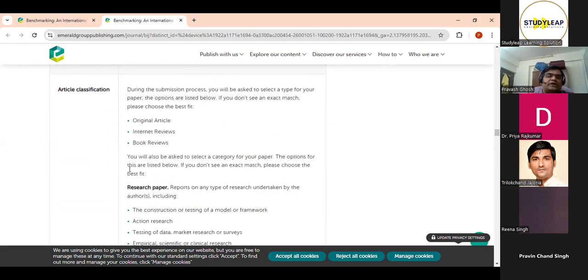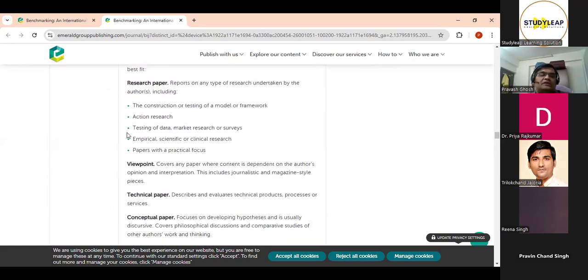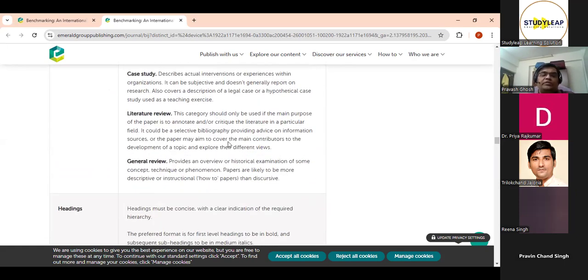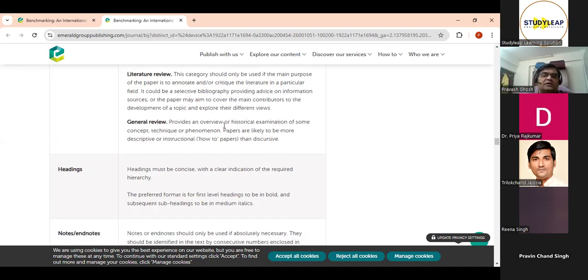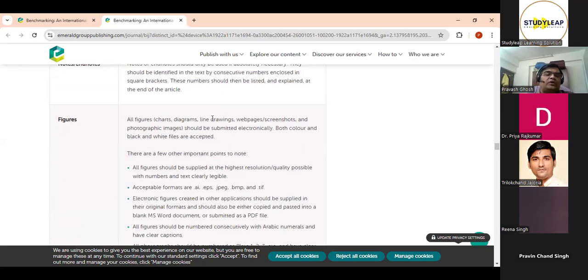Article classification: they will ask what sort of article this is, whether it's an original article, literature review, book review, whether it's a research paper, an action research, an empirical paper, or whether you have applied Smart PLS, right? Viewpoint, technical paper, conceptual paper, case study, literature review, general review, they have different sections of editors, right? So this is the quality benchmarking, a Q1 journal of Emerald, right?